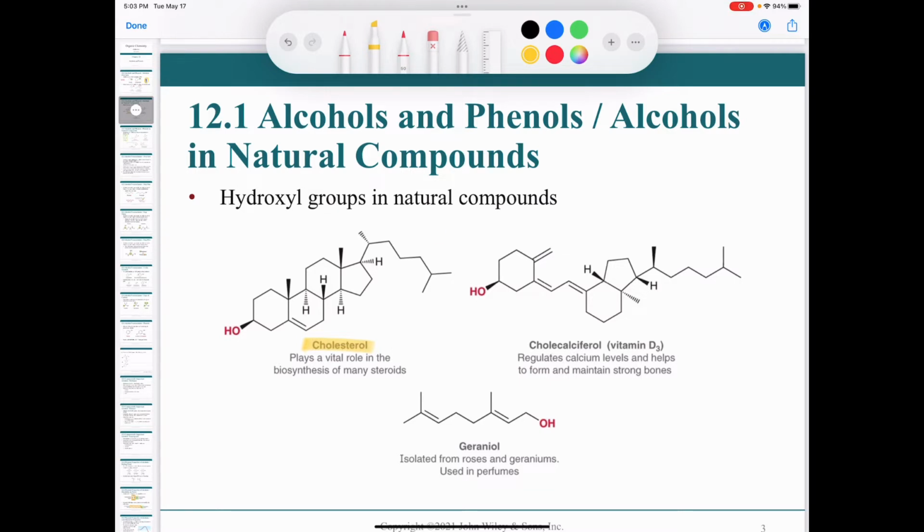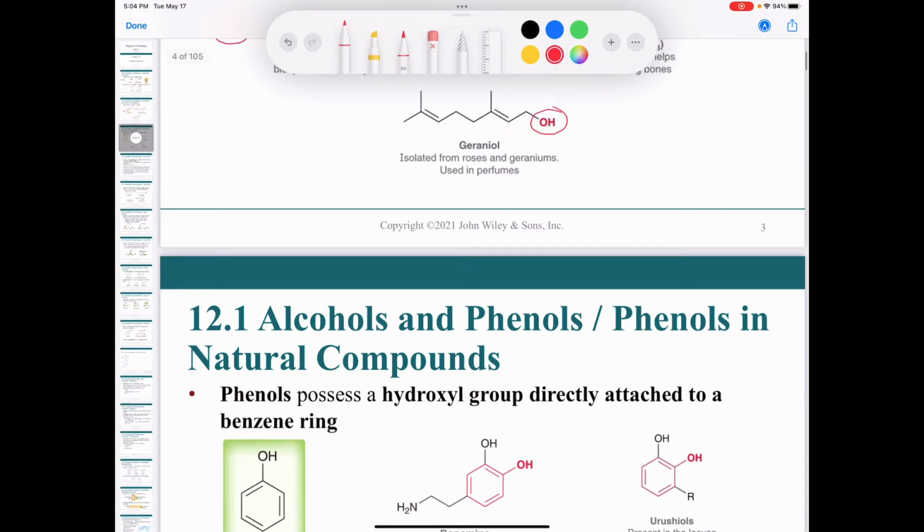You can see that cholesterol has a huge hydrophobic region here. It's largely a nonpolar molecule. However, it does have a hydroxyl, and so we do refer to cholesterol as an alcohol. Also, vitamin D3 has the hydroxyl group, which renders it an alcohol. And geraniol, if you like the odor of roses and geraniums, this is one of the compounds that makes up the odor that is associated with those plants, roses and geraniums, and it's also found in different types of perfumes.